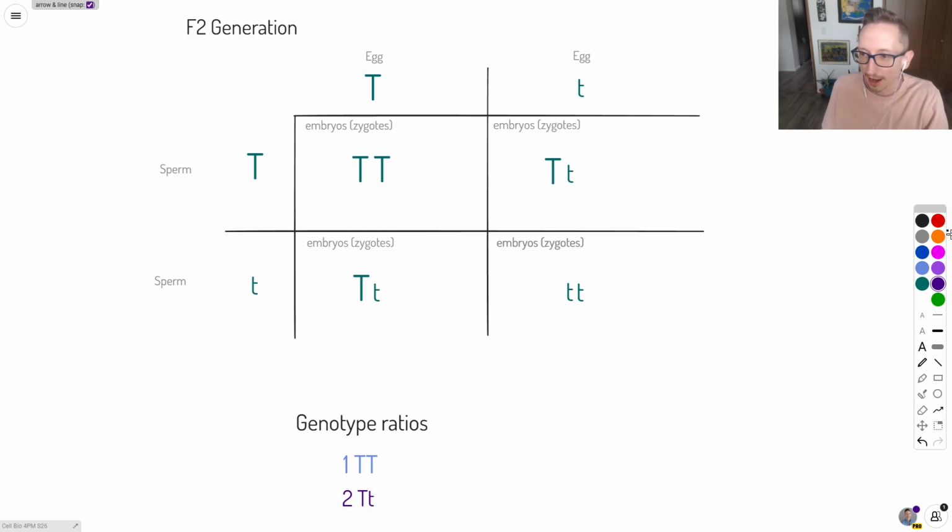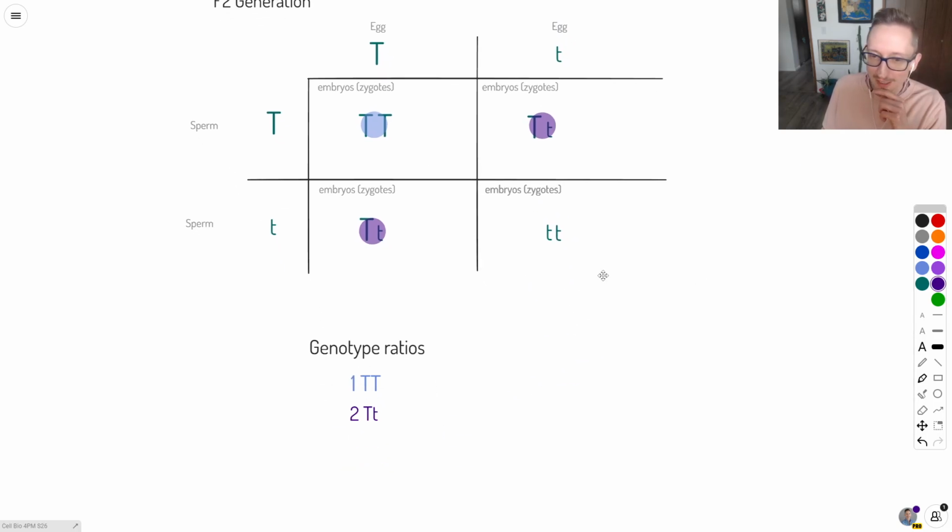Let me highlight those in the color I just did. So that one's blue, and then we've got this purple. And then we've got one homozygous recessive, which I'll do in gray, for every one little t, little t. So it's a 1 to 2 to 1 ratio if we cross heterozygotes.